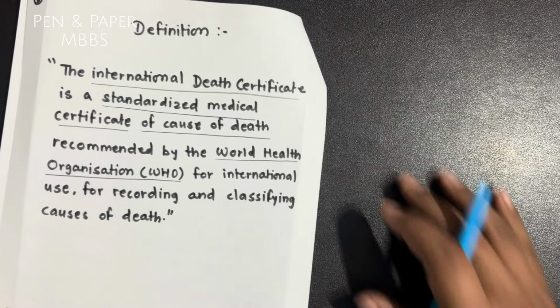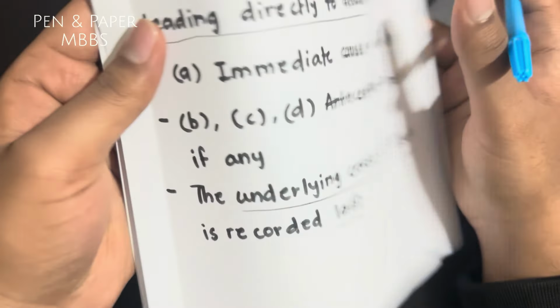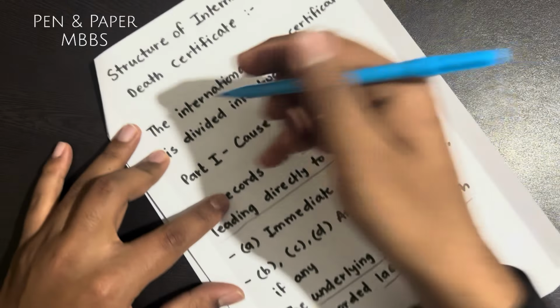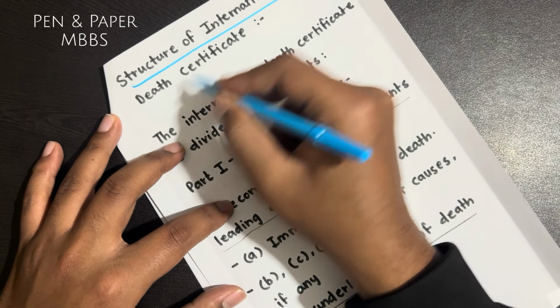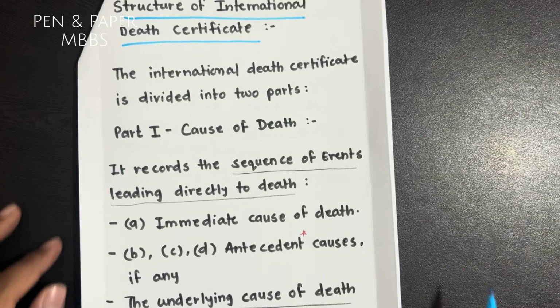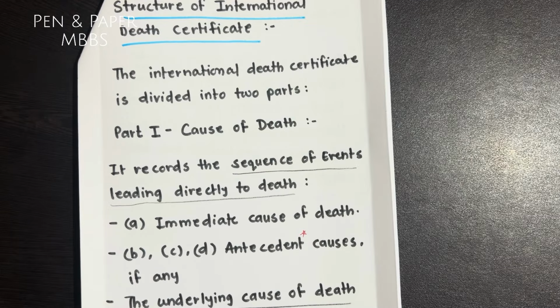Now let us understand the structure. Structure of International Death Certificate. The International Death Certificate is divided into two main parts, Part 1 and Part 2, and this structure is extremely important for exams.